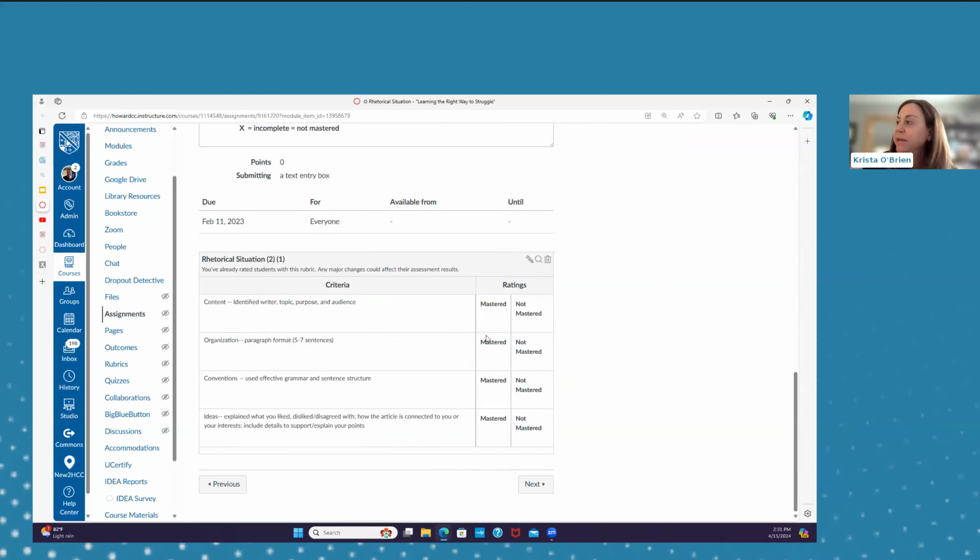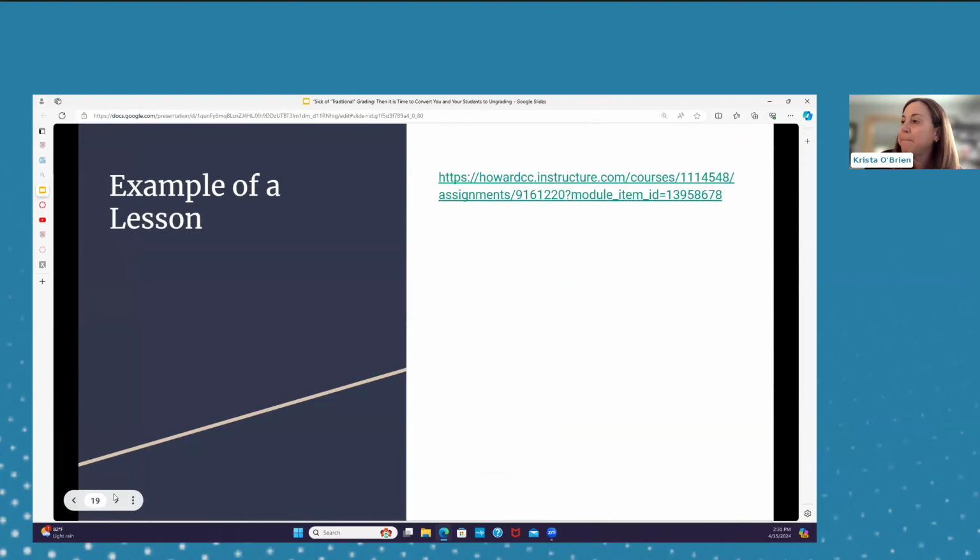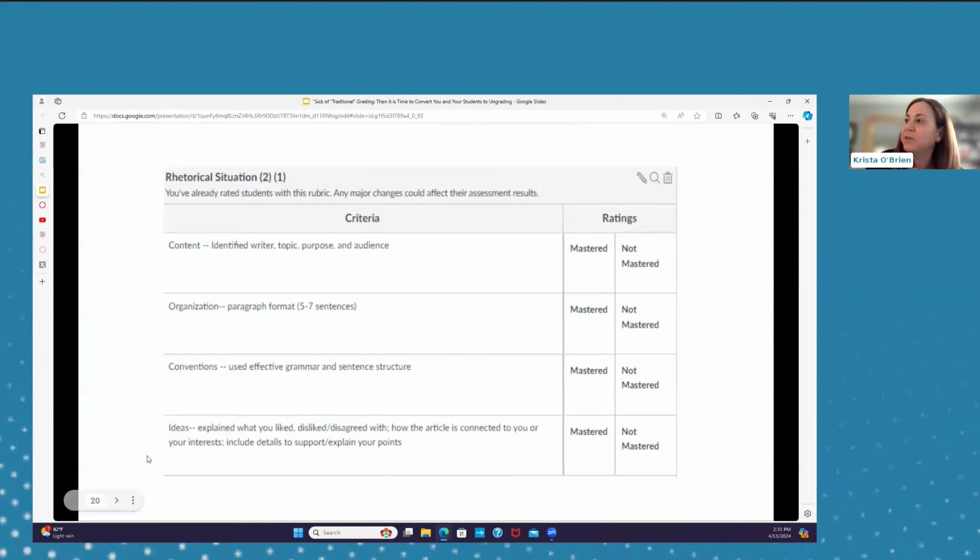Okay. Let's see if I go back. So I showed you the rubric. So again, that's how all of our assignments are set up. All right. So here are some of my results.